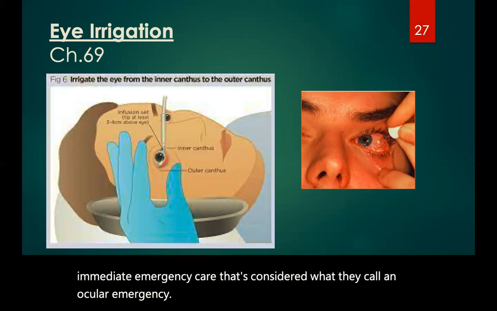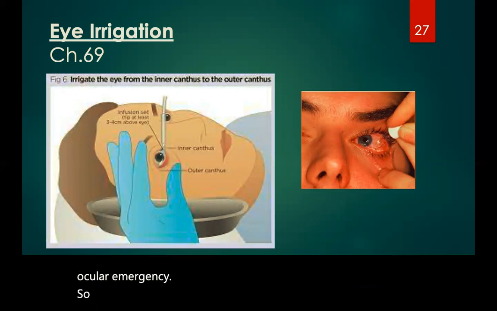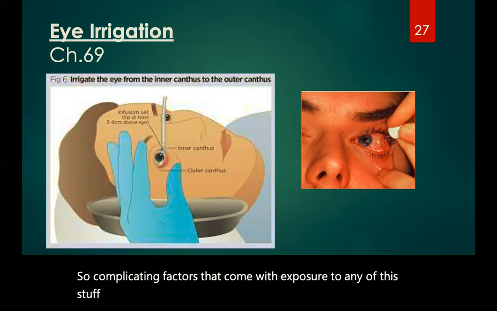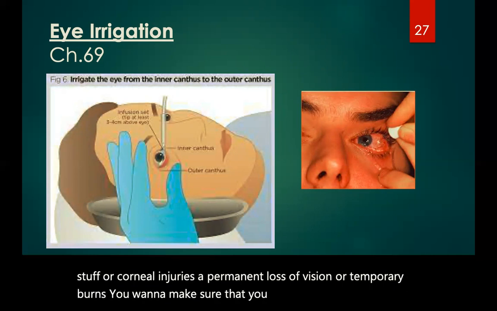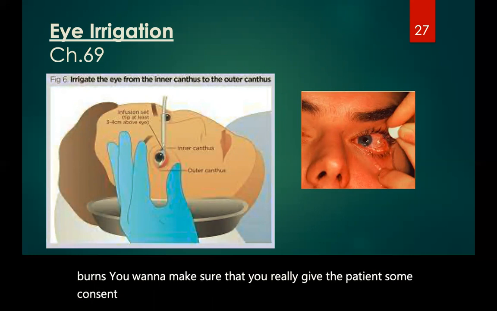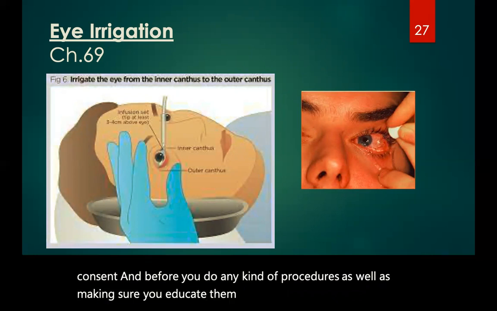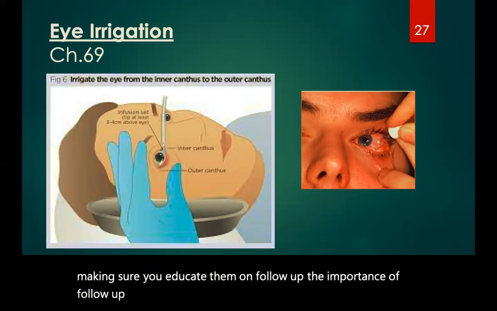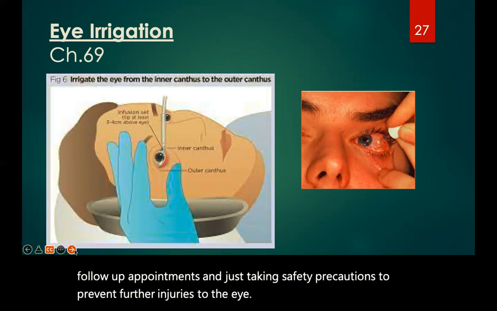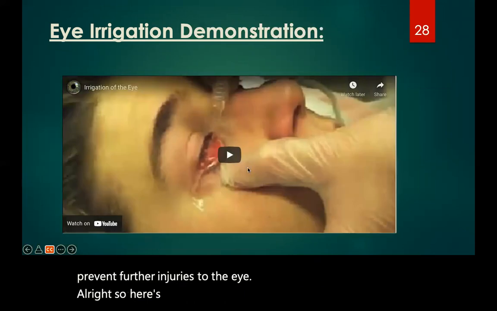So complicating factors that come with exposure to any of this stuff are corneal injuries, permanent loss of vision or temporary burns. You want to make sure that you really give the patient some consent before you do any kind of procedures, as well as making sure you educate them on follow-up, the importance of follow-up appointments, and just taking safety precautions to prevent further injuries to the eye. All right, so here's a demonstration of how you would irrigate somebody's eye.